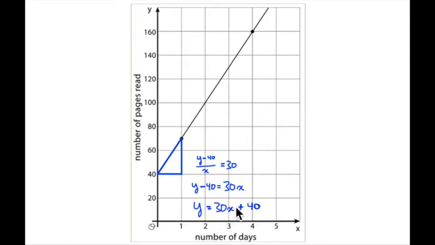rate of change right here, or the unit rate, the slope, and this is the head start. I don't know why there's a head start in the number of pages that gets read. Maybe there's a bunch of things in the beginning of the book, and the reading actually starts on page 40. So after 1 day, they're at page 70. So it's that 40 plus the 30 pages that actually get read gets you up to page 70.